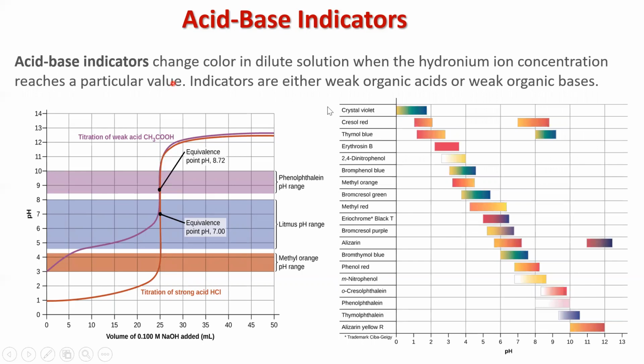And no way do you need to know this. But if you look, there's a huge span of indicators that we can use, and they change colors depending on what the pH is. So if you've ever tested the pH in your pool or in a fish tank, and you had those little strips, the strips are soaked with one of these indicators so that you can figure out what the pH of that particular solution is.